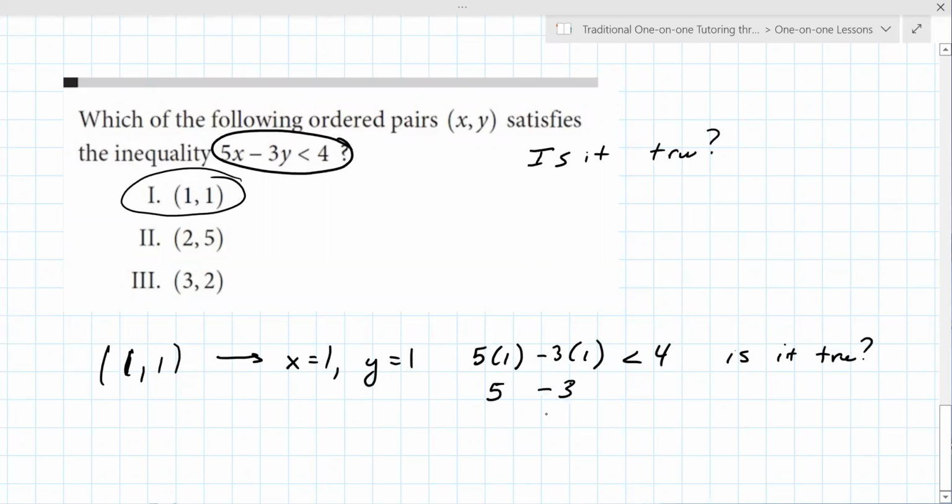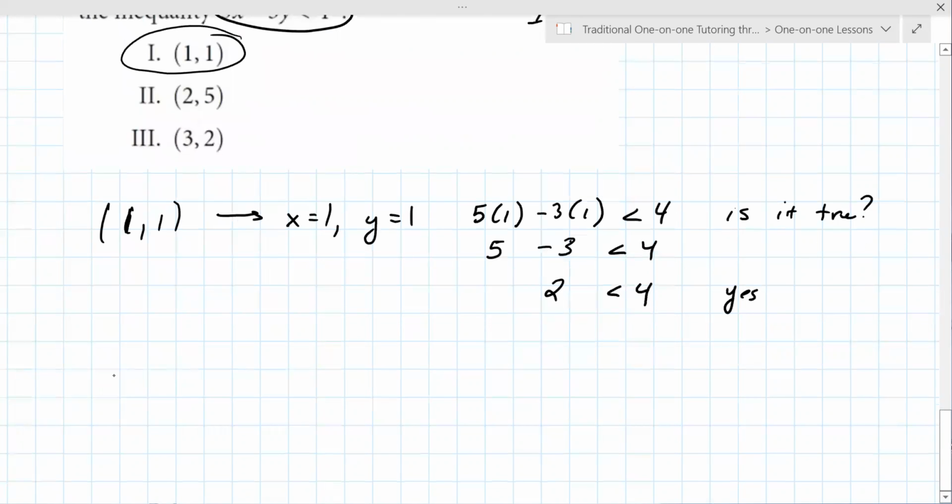Okay, what is 5 minus 3? 5 minus 3 is 2. Is 2 less than 4? Is it true? Yes, this is true. Okay, great. So now we're going to try it again for the next ordered pair. We're going to do it for 2 comma 5.